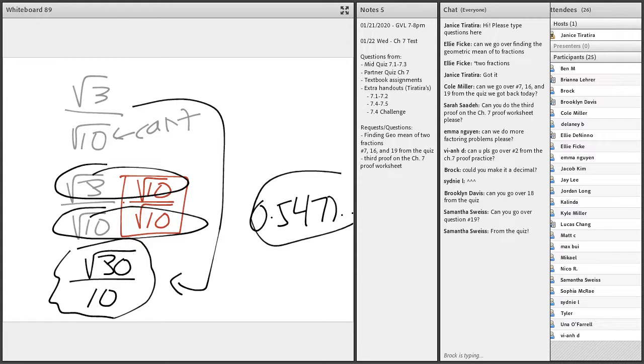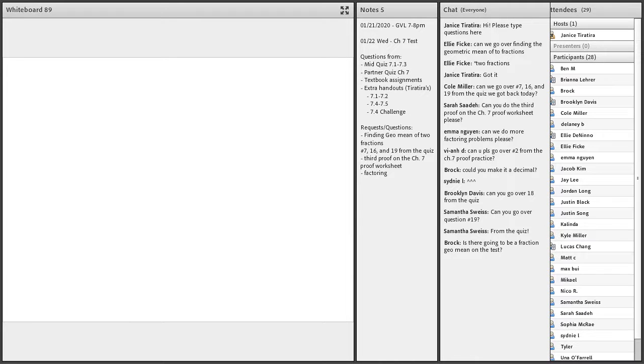Factoring, yes. Okay, so factoring. There are several questions that involve factoring, so make sure you're pretty comfortable. Samantha, I will go over number 19. Yep, that will be very soon. Yes, there will be a fraction geometric mean on the test, correct? Just like the quiz.